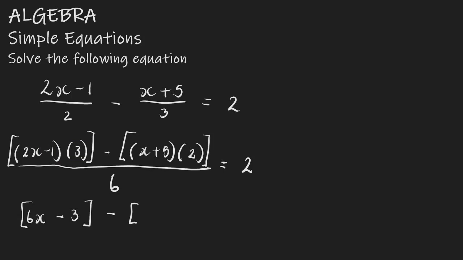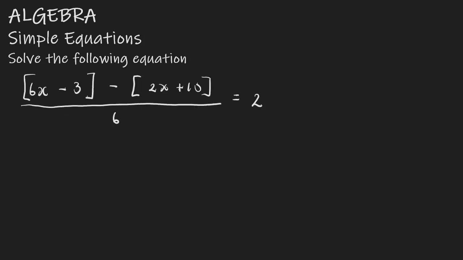Minus 2 times x, that is equal to 2x. 2 times 5, that is equal to positive 10. All over my common denominator of 6, and that is equal to 2. Removing my square brackets, 6x minus 3. Negative 1 times 2x, that is equal to negative 2x. Negative 1 times positive 10, that is equal to negative 10. All over 6 is equal to 2.